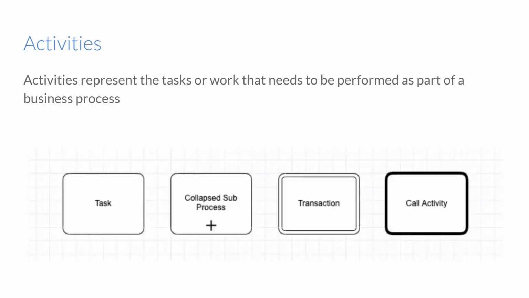BPMN activities represent the work performed in a business process. There are three types: tasks, sub-processes, and call activities. Tasks are used for user or service work, sub-processes are a smaller process within a larger process, and call activities are used to invoke another process.